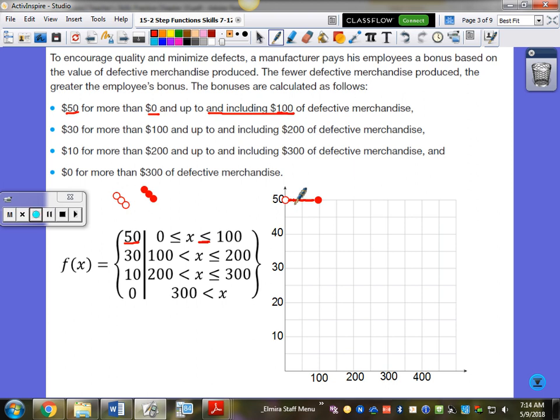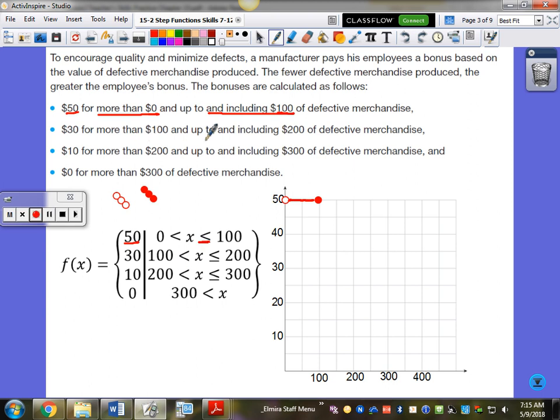And it does say for more than $0 and up to and including $100. So more than means it does not include the 0. There's a typo, and there was an equal bar in here, so I had to erase that. So there should not be an equal bar for the 0. All right, 30 for more than 100. More than 100, so no equal bar on the 100.